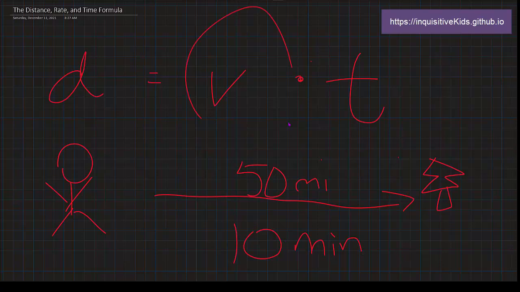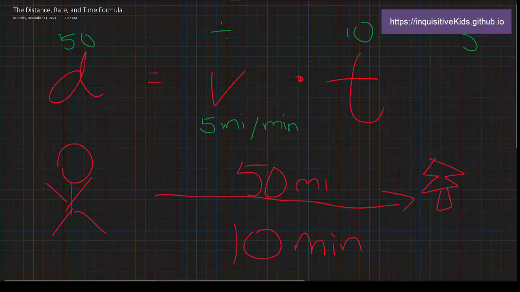So how would you find the velocity? Well, according to this, you would know that the distance right here is 50. The time right here is 10. So to find v, you have to do 50 divided by 10, which is equal to 5. So v would equal 5 miles per minute. So that would be the velocity.